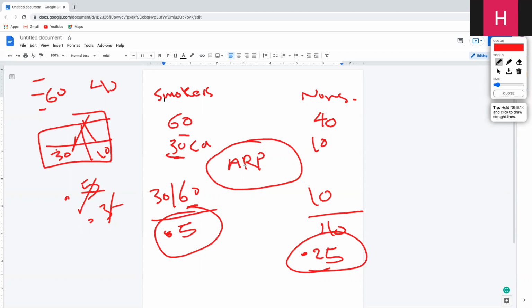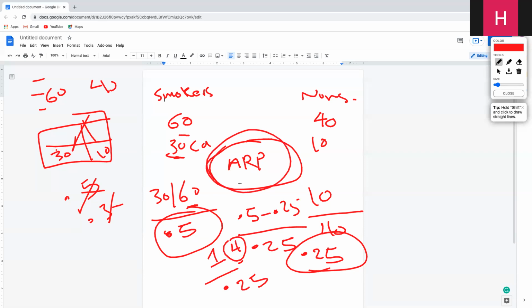And then to calculate this, you will take the big number, which is the exposed, minus 0.25 and divided by 0.25. So 0.5 minus 0.25 will give you 0.25... then 1 divided by 0.25, I think it will give you 4, or whatever number it will give you. So this, let's say 4, will be the attributable risk percentage.